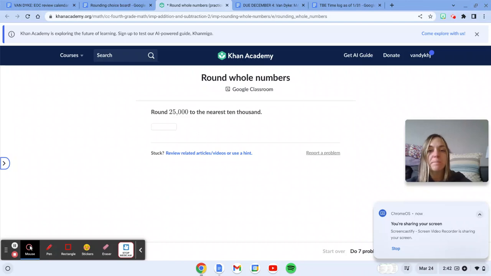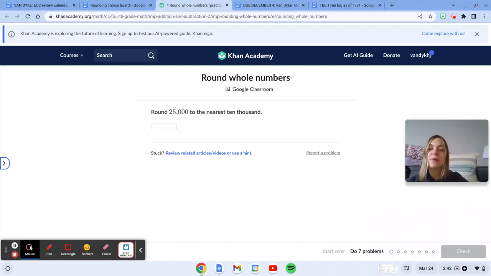For rounding whole numbers, we are going to read the problem and do what it asks. So the first problem says round 25,000 to the nearest 10,000. So we have ones, tens, right next to that is hundreds. Oops, this 5 is in the thousands place. And this 2 is in the 10,000s place.